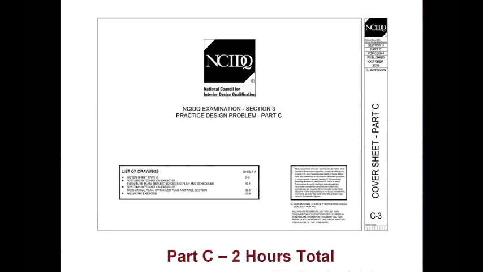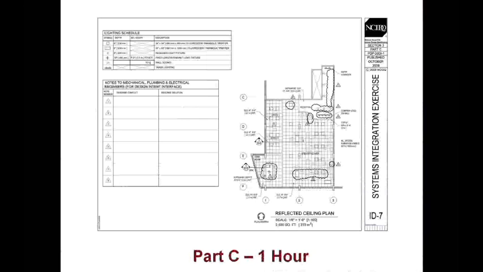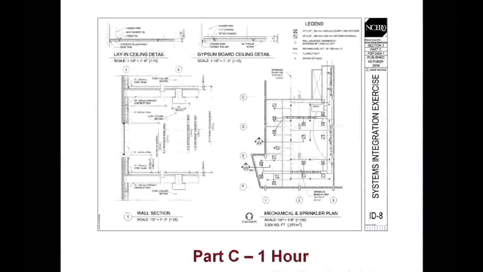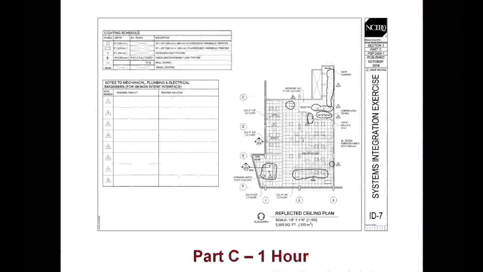Part C, also 2 hours, then consists of 2 additional exercises, the first of which is systems integration. This consists of 2 sheets, one, the ceiling plan that you see, in addition to a mechanical and sprinkler plan with a building section and some additional details and information. Candidates will then be evaluating these plans to provide an understanding and describe 8 identified conflicts, which you see clouded and tagged on this plan, between lighting, mechanical, electrical, plumbing, and structural systems. The candidates also then recommend the solutions to those conflicts. This exercise will be commercial.